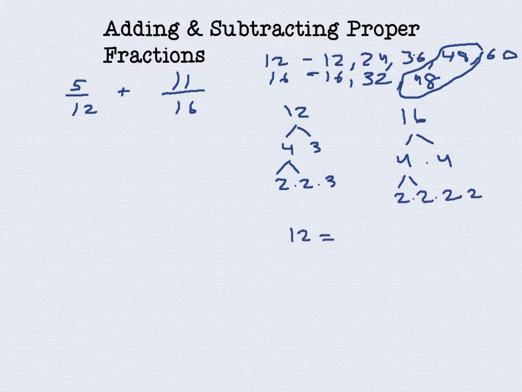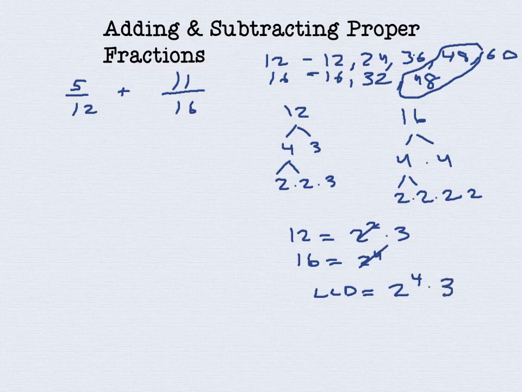Well, you list them. So 12 is 2 squared times 3, and 16 is 2 to the 4th. To find your lowest common denominator, you have to go through each factor and pick the largest one. So we have 2's in our final answer. We have to pick the highest one, so we need 2 to the 4th, because 16 has 4 factors of 2. 12 only has 2 factors, so 2 to the 4th works.